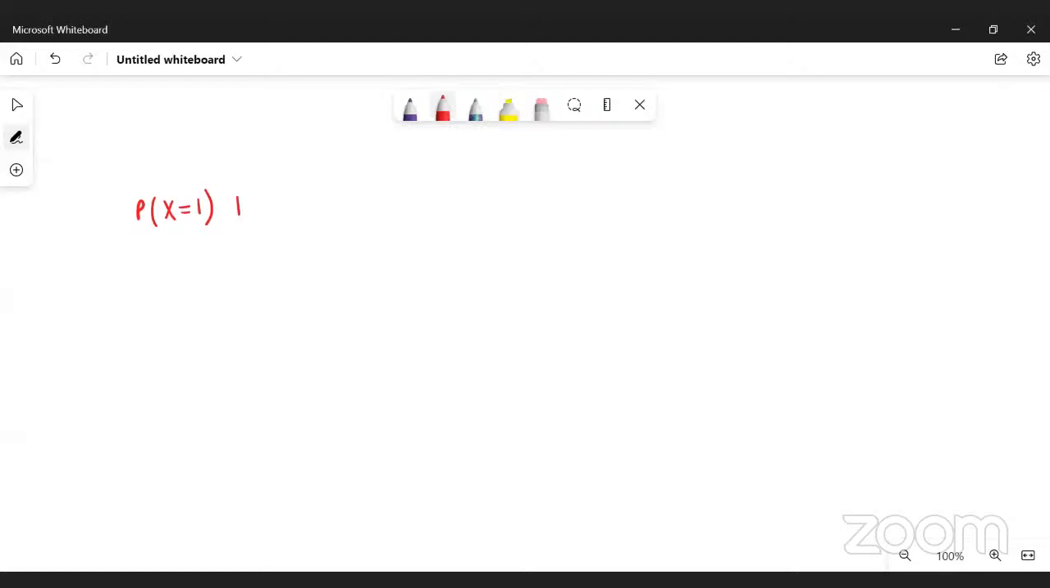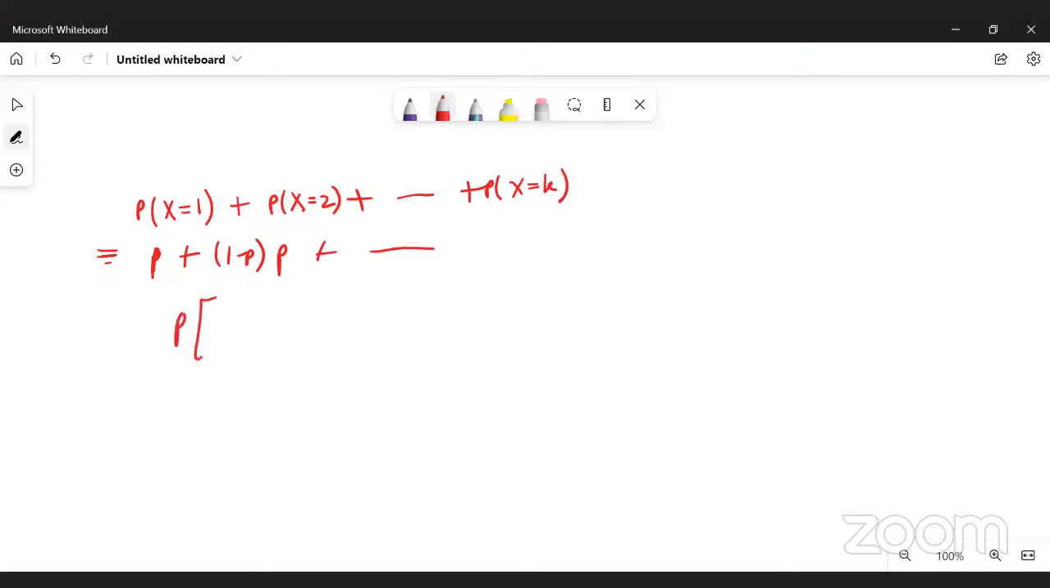So probability X equal 1 plus probability X equal 2 plus up to probability X equal K. Okay, that is clear. So if you solve this, this was clear, right? This is P plus (1 minus P) P plus P into (1 minus P) and so on. Yeah, so that is all. If you add this, you take P as common and you will have 1 plus (1 minus P) plus up to (1 minus P) to the power K minus 1. Okay, right? This is also clear.